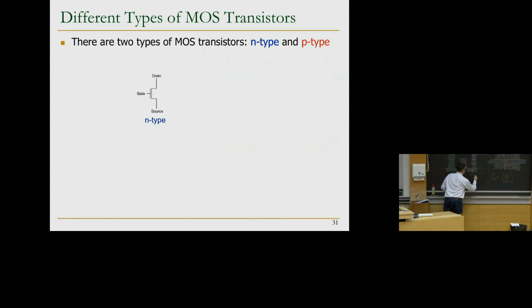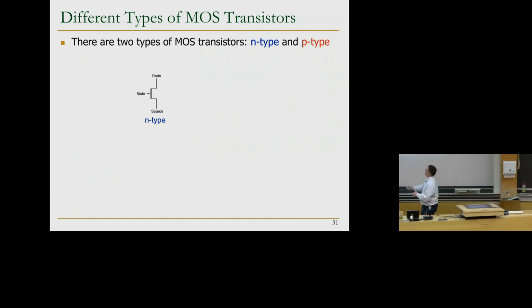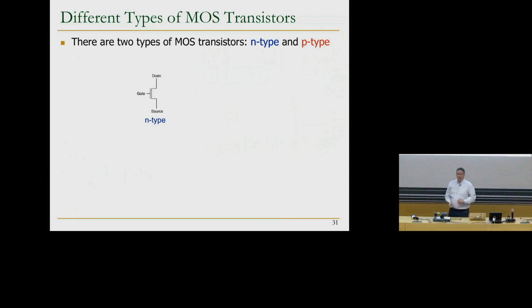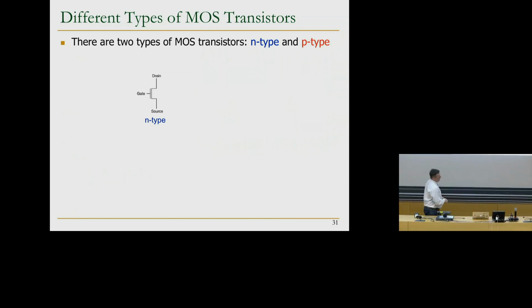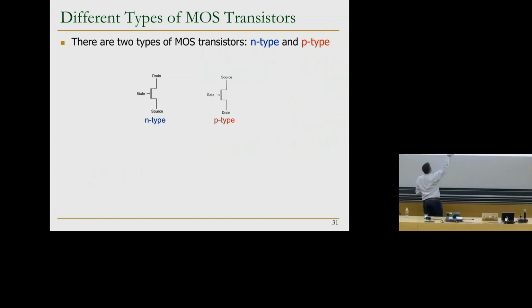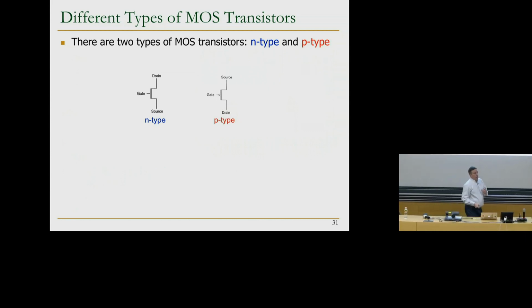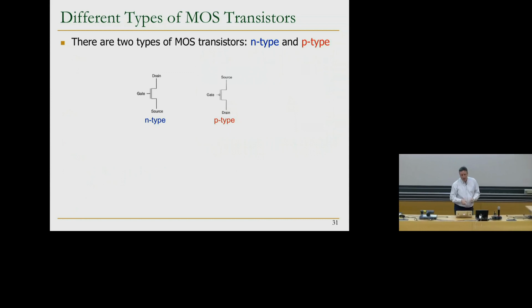You can say this is a drain, this is the source, and this is the gate. And if you were to draw it, I have to rotate it 90 degrees so that we are matching this drawing. And if you were to draw a P-type transistor, the only difference is, to differentiate the two, I'm putting a little circle there to let you know that we are talking about the complementary type.